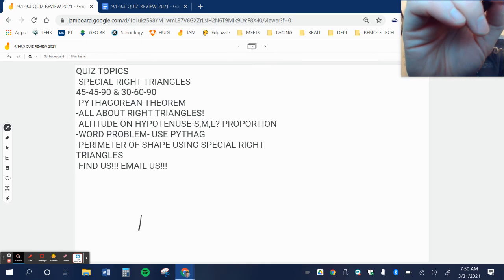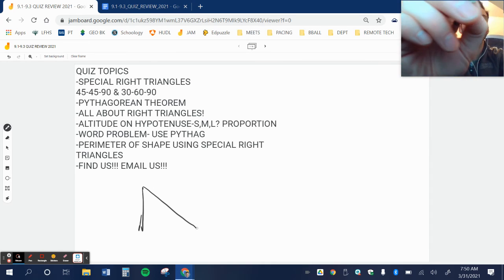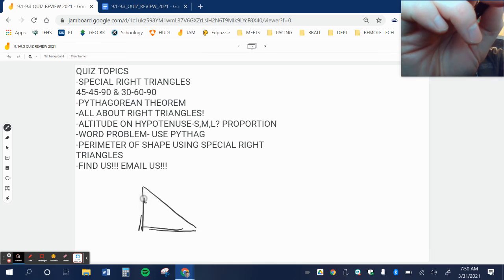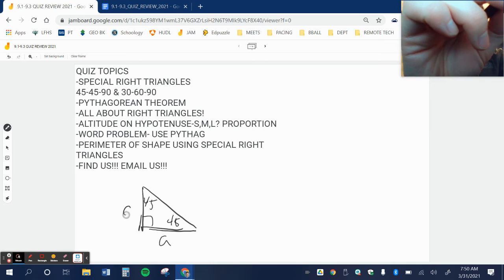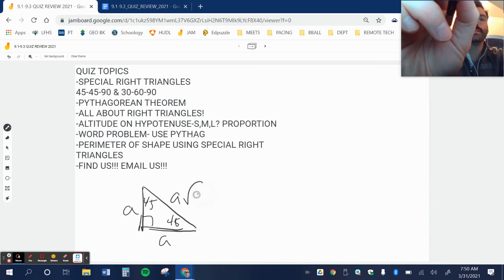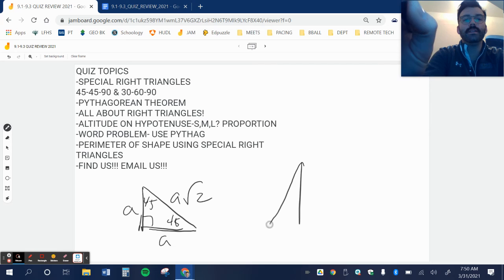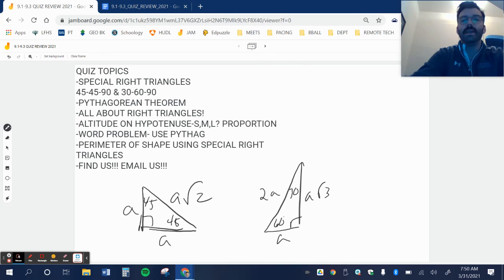The 45, 45, 90 triangle. Make sure you know your rules for this. 45, 45, 90, you have a, a, and a root 2. That's the rule. 30, 60, 90: a, a root 3, and 2a. Have these handy, these general cases.